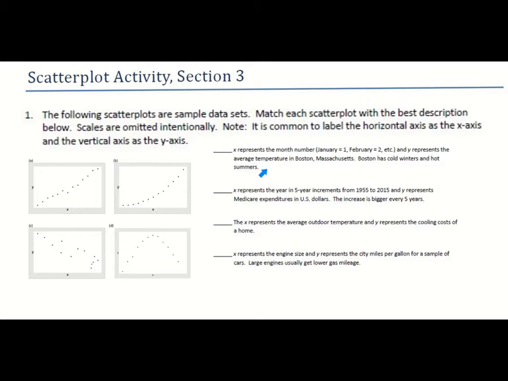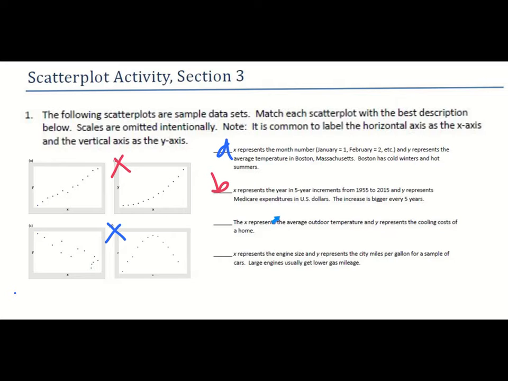Boston has cold winters and hot summers. So if I have it cold in the winter, that's going to be this one. My temperatures are going to be low, and then it's going to get warmer, then it's going to get cold again. So that's going to be D. And then X represents the 5-year increments from 1955 to 2015, and Y represents Medicare expenditures in the US. This one says the increase gets bigger every 5 years. So that one's going to be B, because if it gets bigger, it's basically going to multiply, and it's going to get bigger.